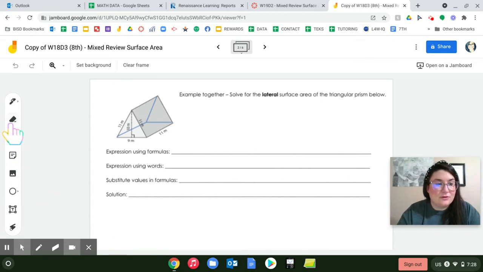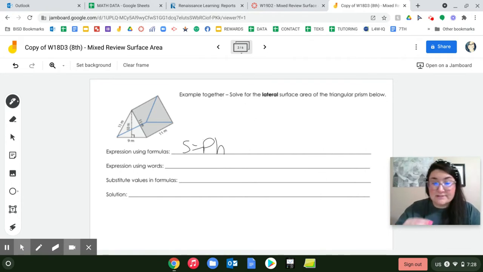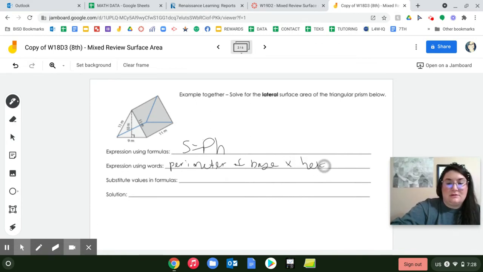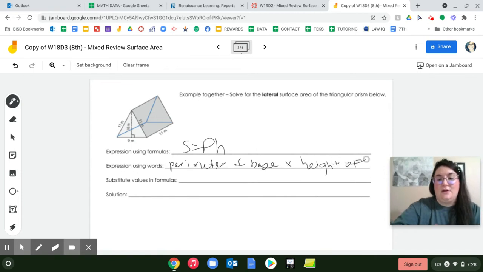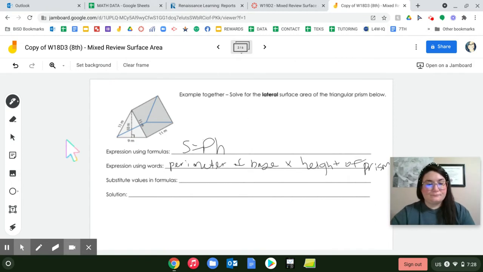Okay. So my expression using formulas. To find lateral surface area, my equation would be, surface area equals perimeter of the base times height. Now, if I'm using words, I am doing perimeter of base times height of prism, which is different than height of the base. So let's plug in what we know. Perimeter of the base, this triangle is my base.